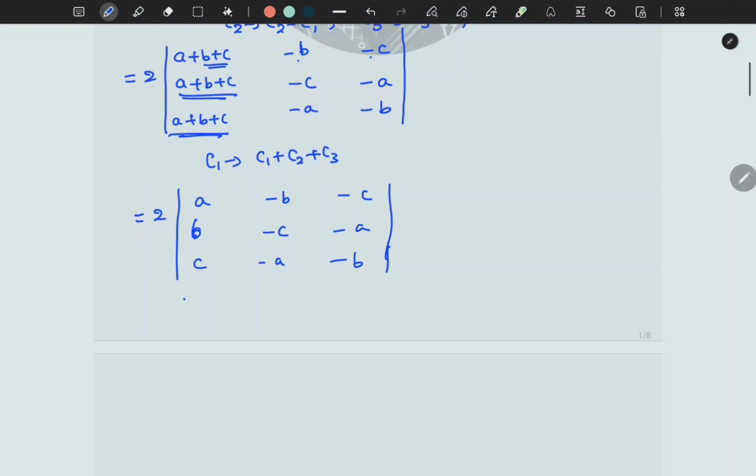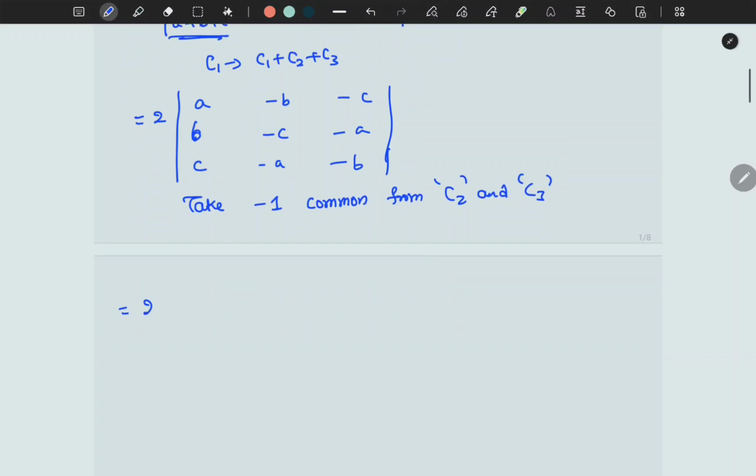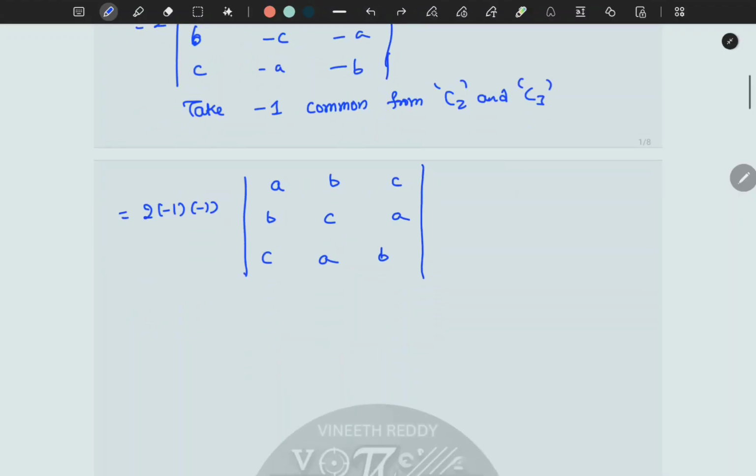Now we can do one thing. Take minus 1 common from column 2 and column 3. Okay. So what do we get? 2 times minus 1 into determinant of A, B, C, B, C, A, C, A, B. So ultimately we get 2 times determinant of A, B, C, B, C, A, C, A, B.